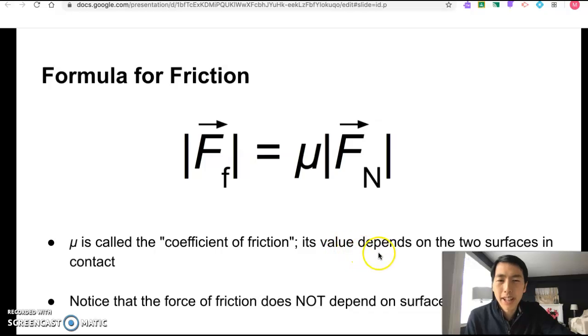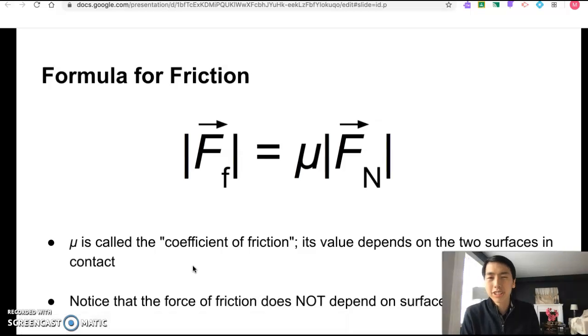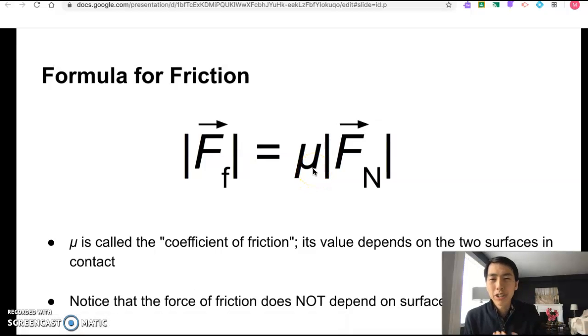Its value depends on the two surfaces in contact. So some surfaces are slipperier than others. Okay, if you try to walk on ice, so that would be the bottom of your shoe, which is probably made of rubber, trying to slide on ice, that's a lot more slippery than the bottom of your shoe against concrete, for example, like a sidewalk. So the value of the number that gets multiplied to the normal force depends on what the two surfaces are that are sliding together.